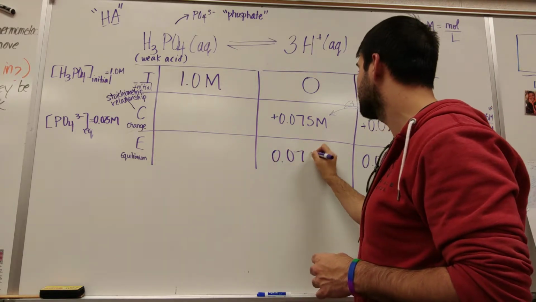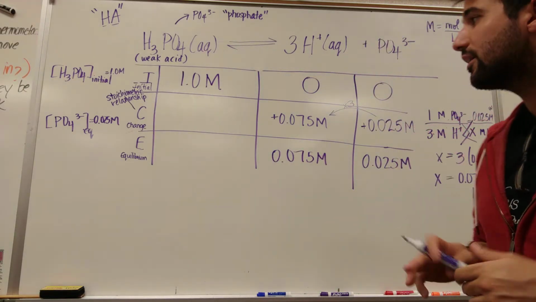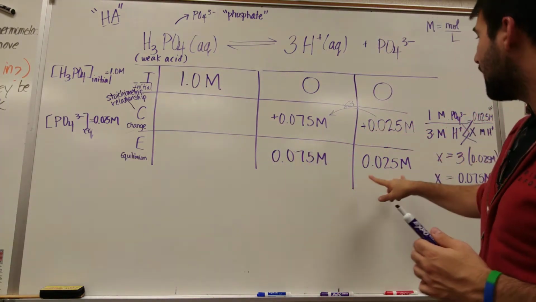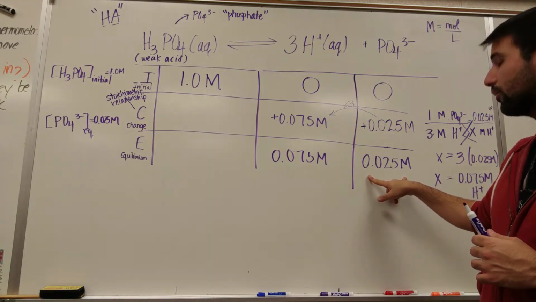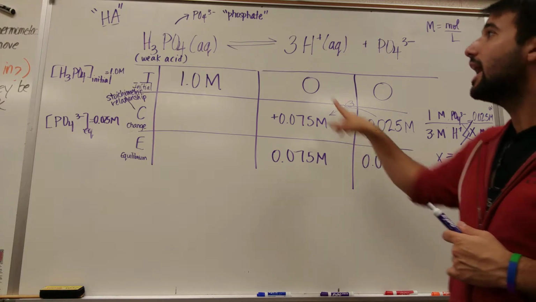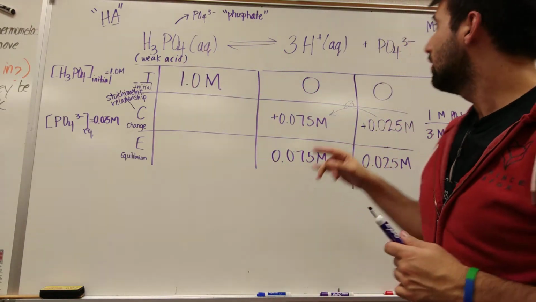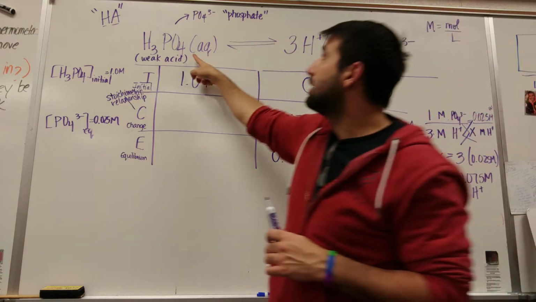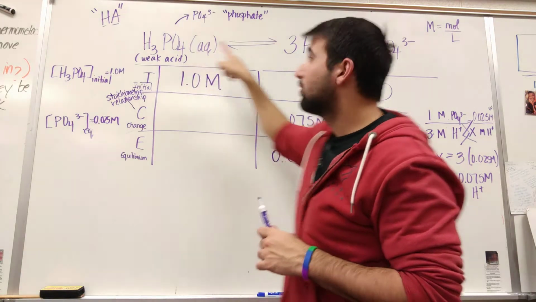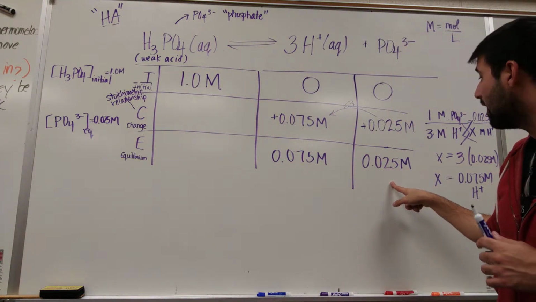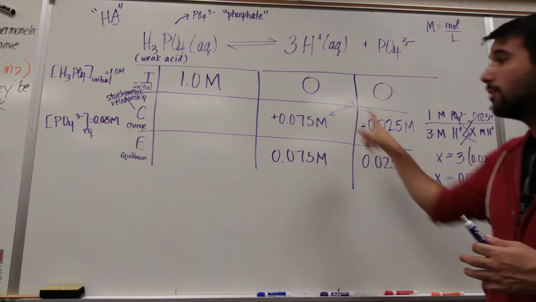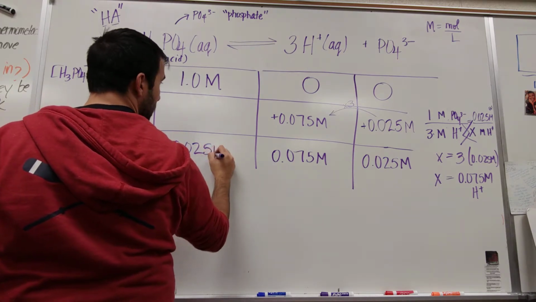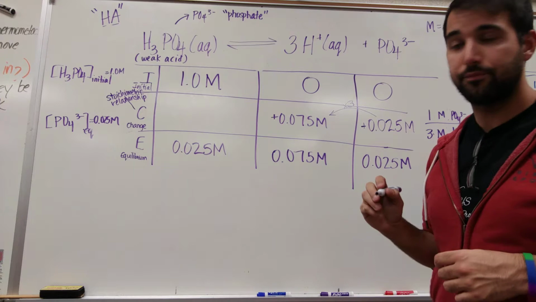So 0.075 molar. And now I could figure out how much of my phosphoric acid is left over at equilibrium. If I made 0.025 molar PO4 3-, that had to have come from the H3PO4. I'm going to use the simple 1-to-1 mole ratio. For every 1 mole of PO4 3-, I needed 1 mole of H3PO4. So if I made 0.025 molar of PO4 3-, I must have made 0.025 molar at equilibrium. Okay?